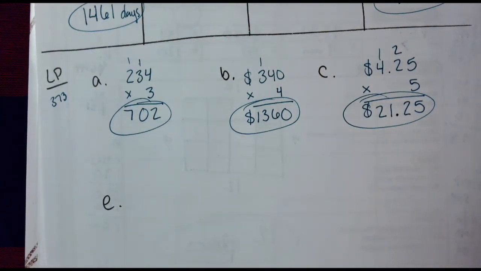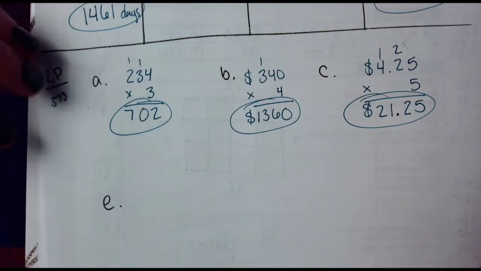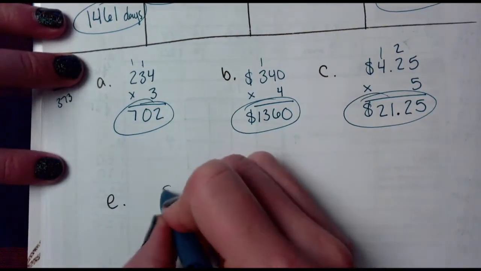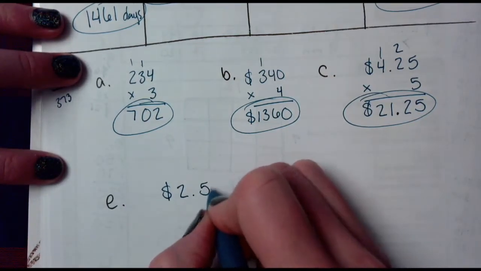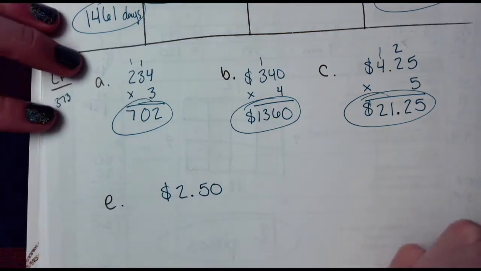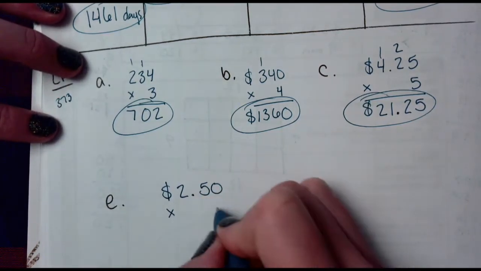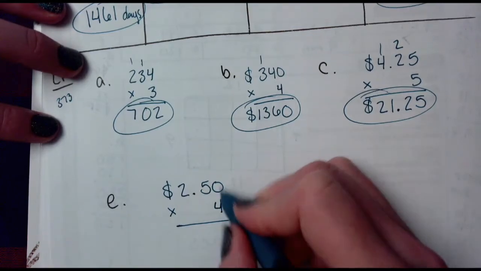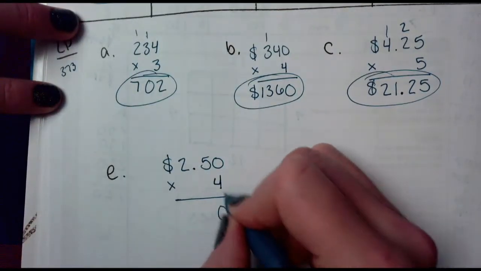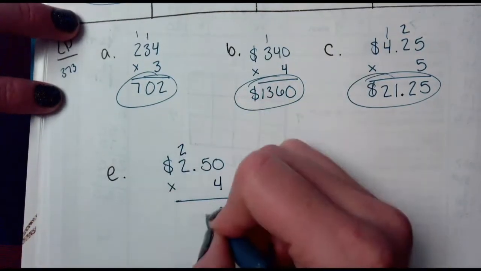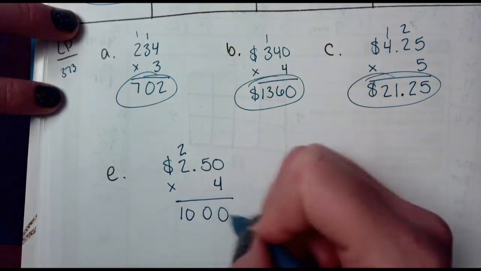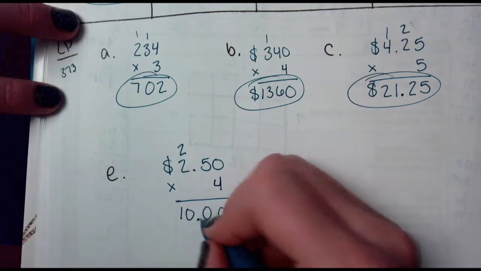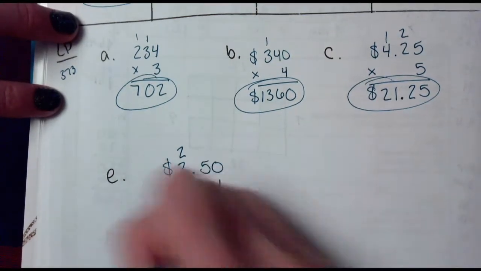E then says, at $2.47 per gallon, what's the approximate cost of 4 gallons of milk? Well, $2.47 is really close to $2.50. So then when we multiply that by 4, 4 times 0 is 0. 4 times 5 is 20. 4 times 2 is 8, plus 2 is 10. 1, 2 decimal point. It's about $10.